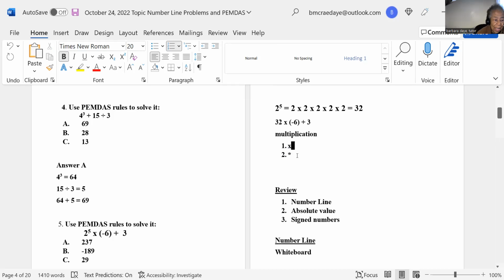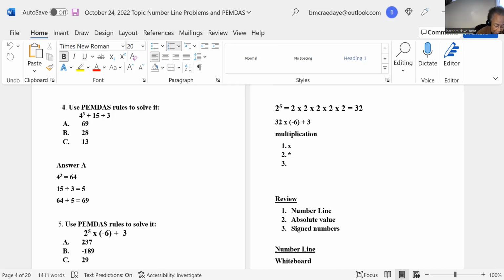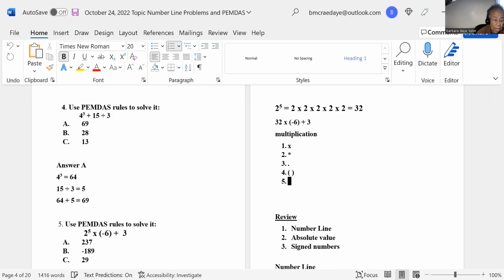I'm putting them here. You can have the asterisk. You can have really a dot. That is multiplication. Yes, it's a bigger dot than this one, usually bigger than that. Or you could have parentheses. Parentheses can represent multiplication. Or you could have the numbers side by side. And I'll go through them, okay?